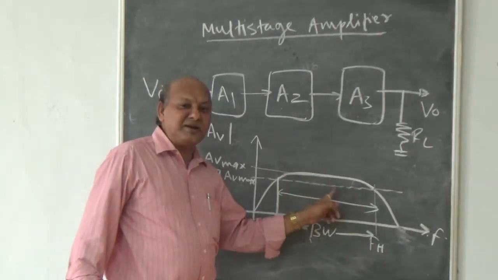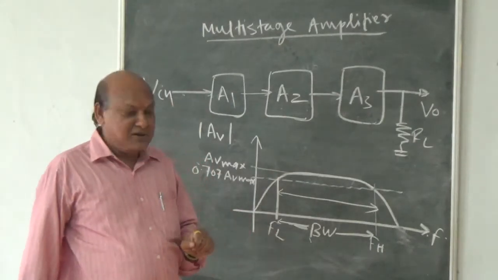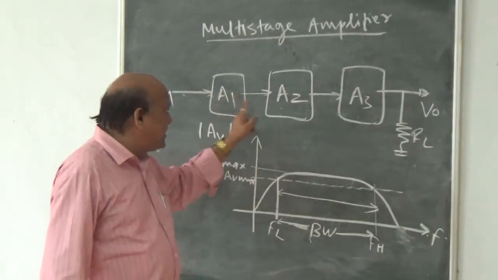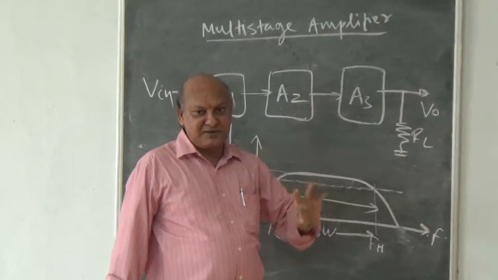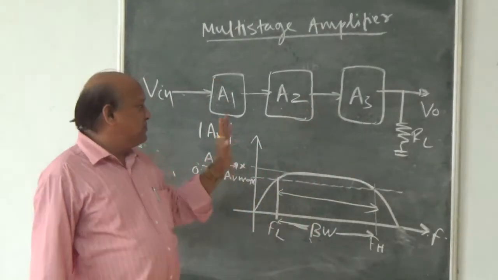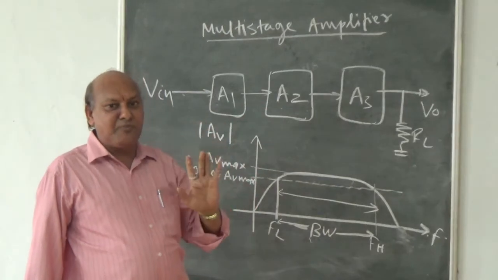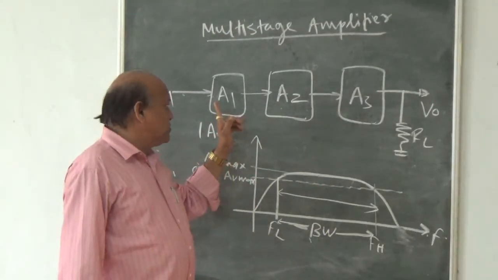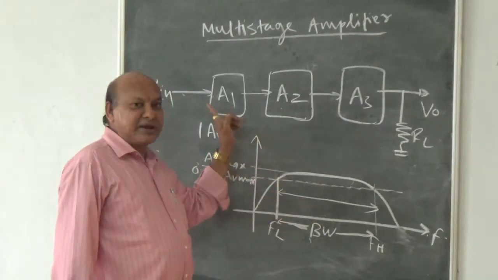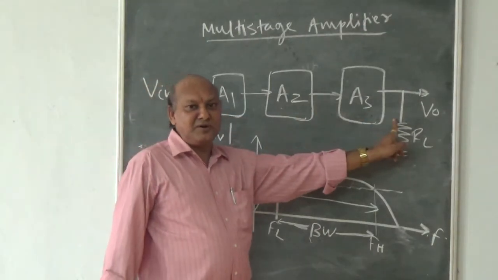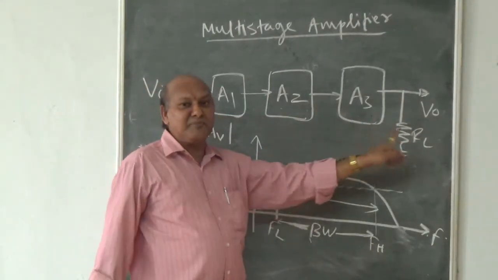From where will we get this bandwidth? This is the question. The bandwidth can be obtained only by cascading the amplifiers. It is only possible by cascading these amplifiers. Hence, bandwidth is a very important factor, and to get a large bandwidth, cascading plays an important role.